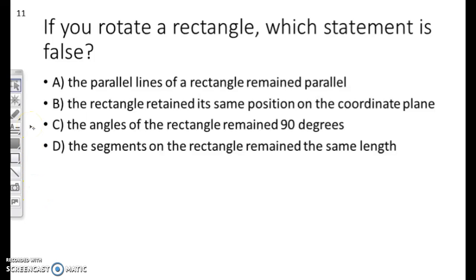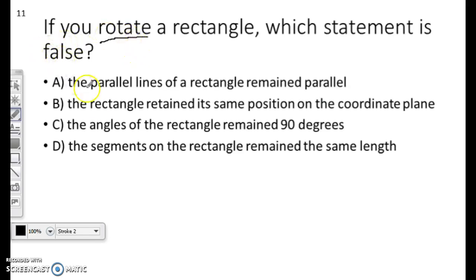If you rotate a rectangle, which statement is false? Okay, so before we even get into the answers here, anytime we do a rotation is a rigid transformation, meaning you're not changing the size or the shape, you're just turning it.